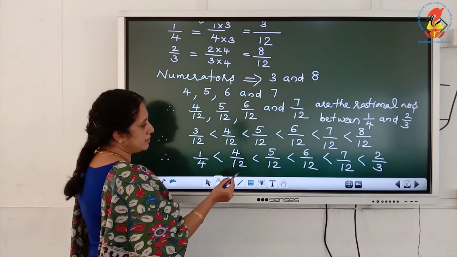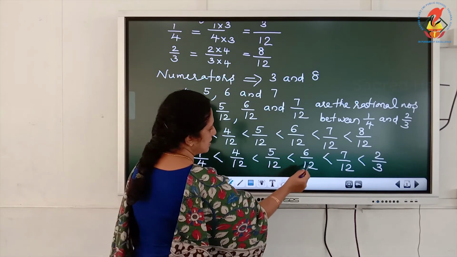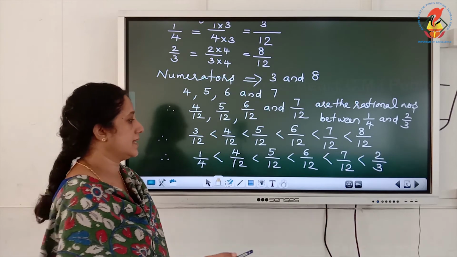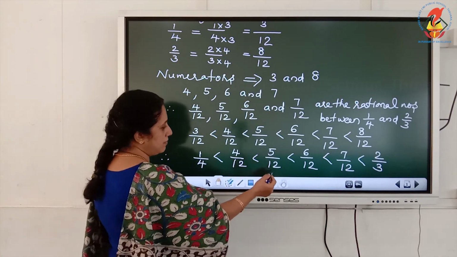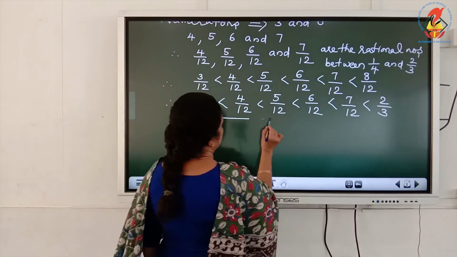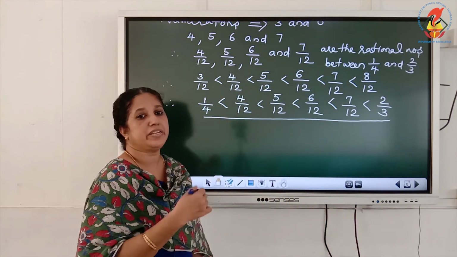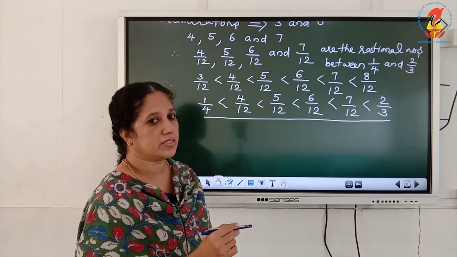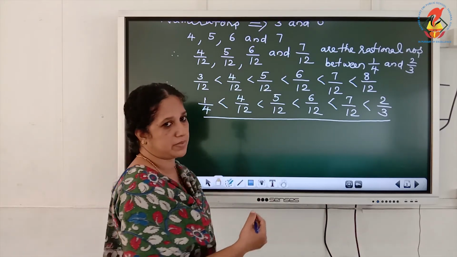So how many rational numbers did you get? 4 rational numbers. Which are they? 4 by 12, 5 by 12, 6 by 12 and 7 by 12. Out of these 4 rational numbers, you can select any 2: 4 by 12 and 5 by 12, or 5 by 12 and 6 by 12, or 6 by 12 and 7 by 12. Here the question is to find only 2 rational numbers, and we got 4.